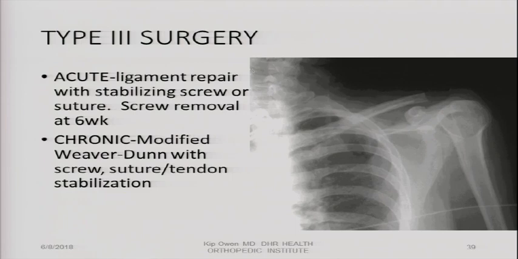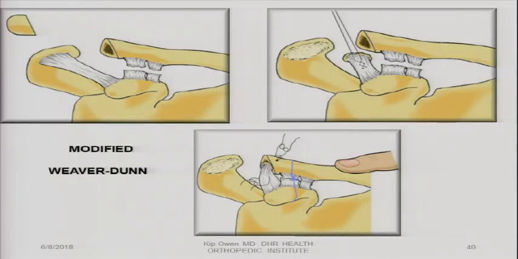Type 3 surgery has kind of gone through some evolution, but essentially you have to reduce the clavicle back so it's symmetric with the acromion, and then stabilize it there either with sutures or a screw. Sometimes the coracoacromial ligament is detached from the acromion and put back into the end of the clavicle as part of that operation. That's not done quite as much as it used to be, and that's called a modified Weaver-Dunn procedure, and this is just some cartoons to show how it's done.